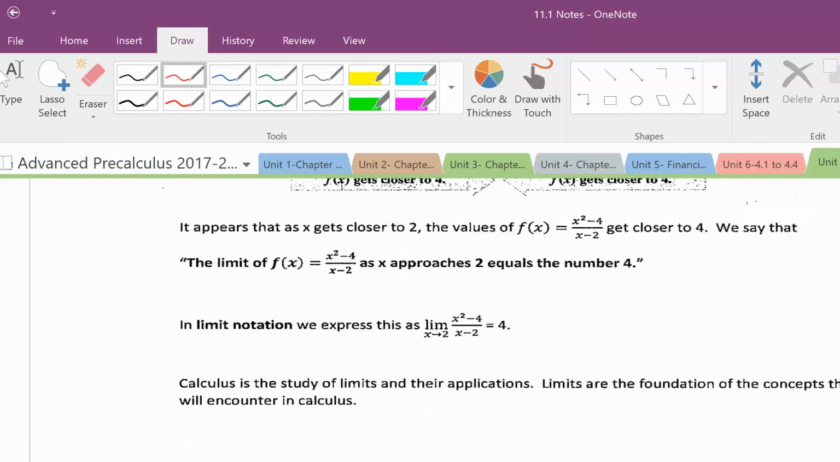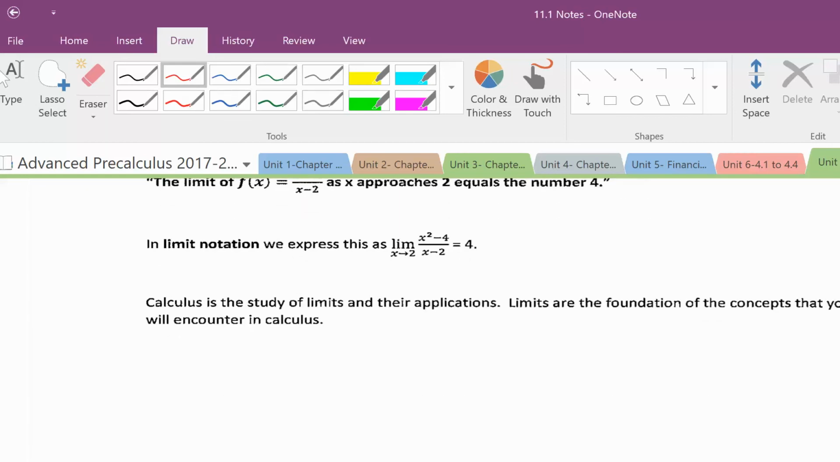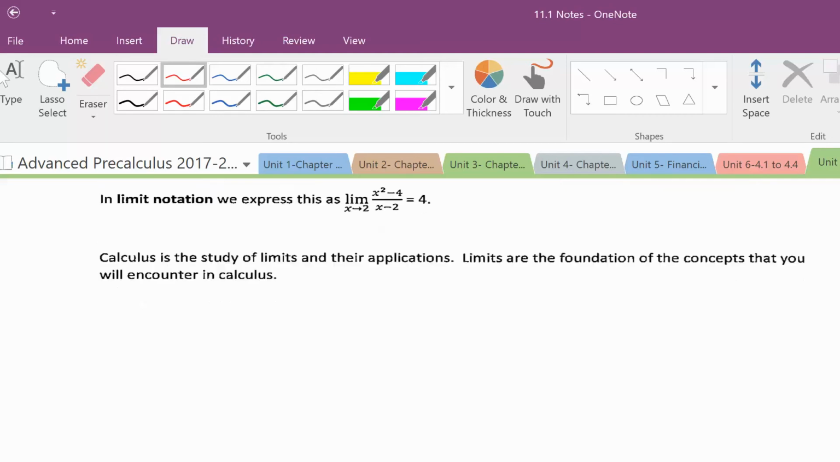Here's how you express it in limit notation. Calculus is the study of limits and their applications. Limits are the foundation of the concepts that you will encounter as you move forward in calculus.